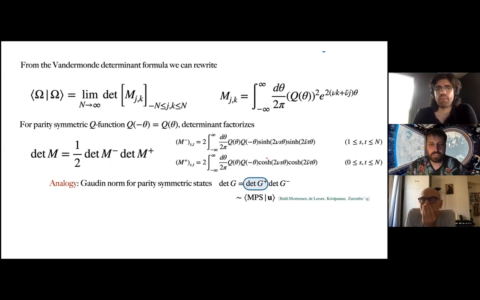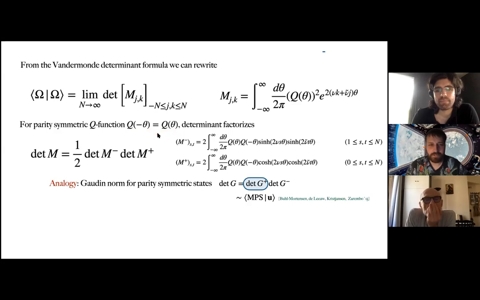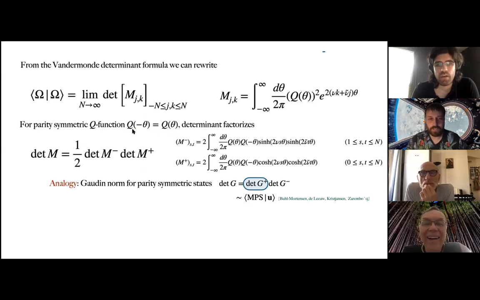Is there a particular reason why you write Q of minus theta if it's an even function? Well, if this holds, then this does not hold in general. The next equation also doesn't hold. This equation only holds when it's symmetric. So when it's parity symmetric, this determinant factorizes. So what is the reason to write the definition of M minus and M plus with minus theta? It's a bit weird. Okay, let me say why we wrote this in this way.